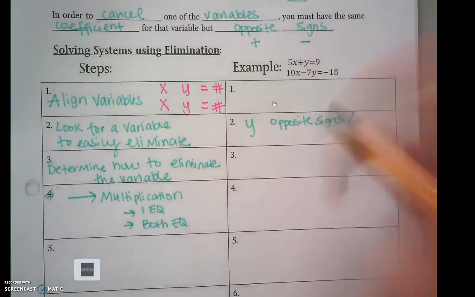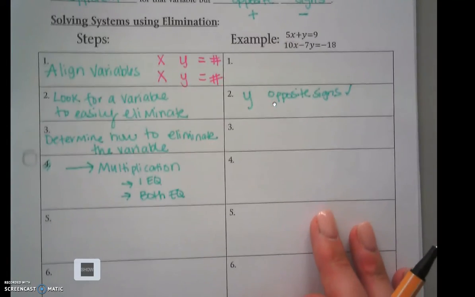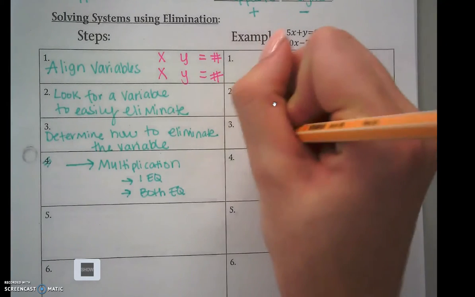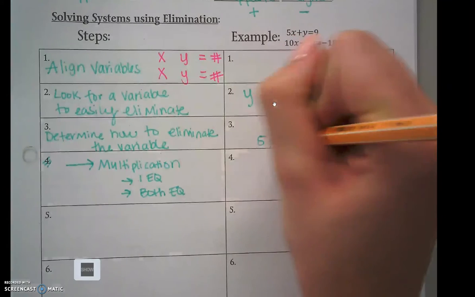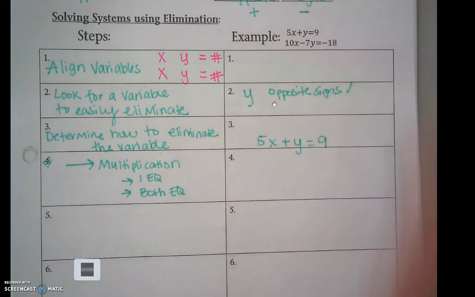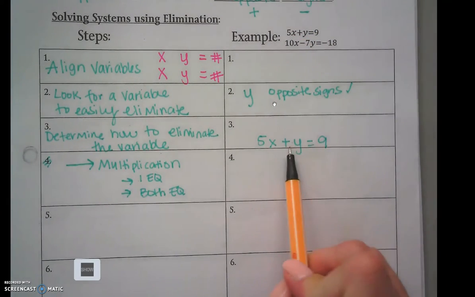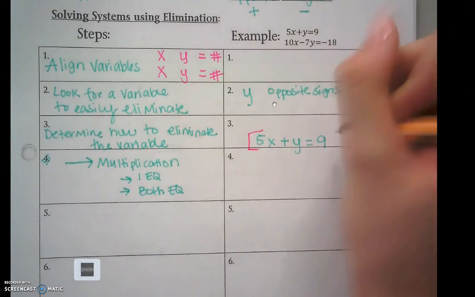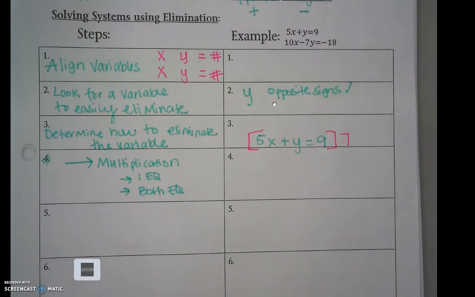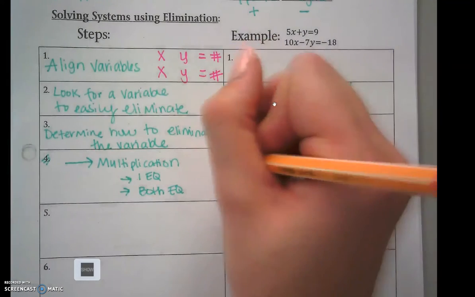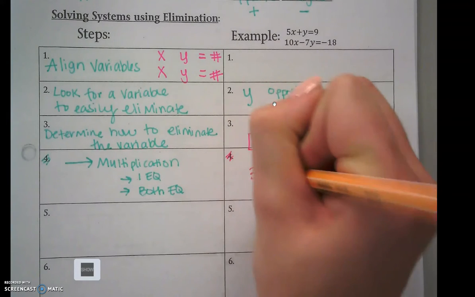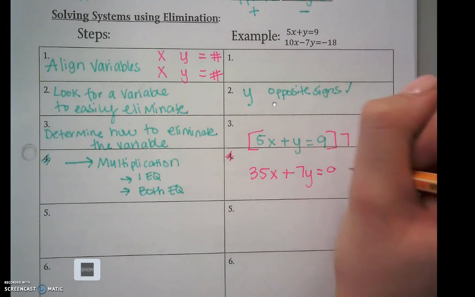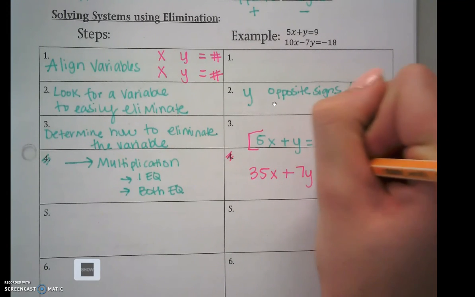Well, the equation that needs to be changed is this top equation. This y needs to have a 7 attached to it. So this is 5x plus y equals 9. So if I want there to be a 7 here, what should I multiply my whole equation by? Hopefully you say 7, because 1 times 7 is 7. So this new equation is going to become 35x plus 7y equal to 63. 9 times 7 is 63.